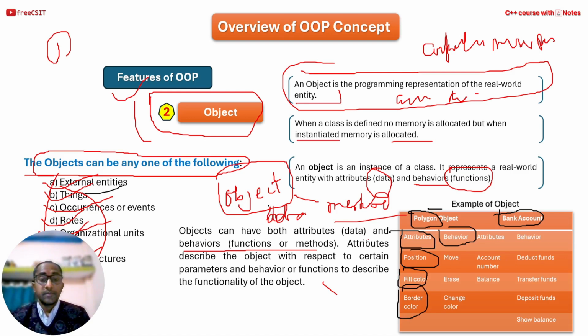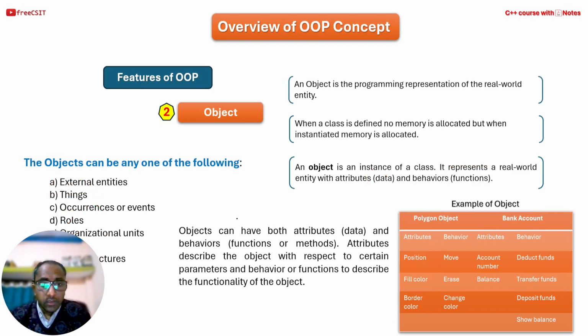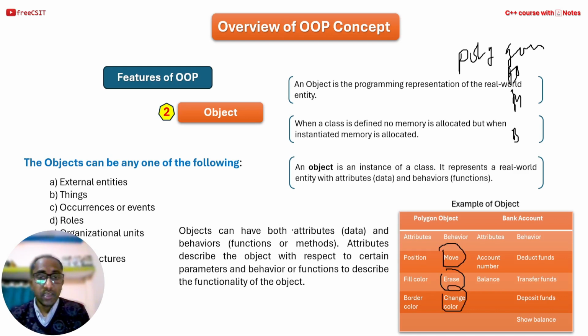It means you can also use attributes just like the polygon. It has position attributes, fill color, border. So, and behavior. What are behaviors? It can be moved, it can be erased, you can change the colors. It means these are the behaviors.